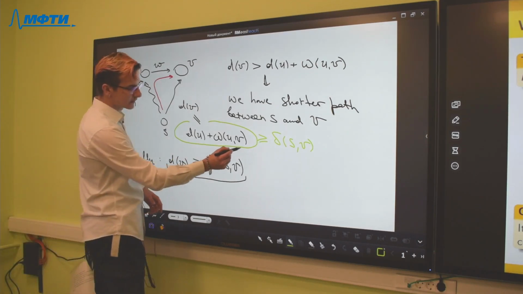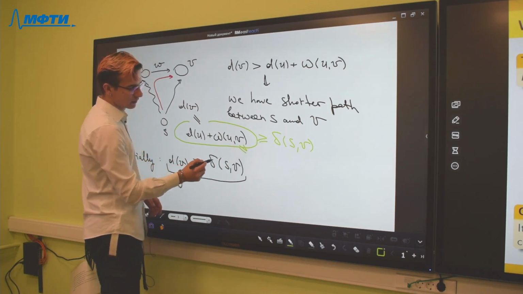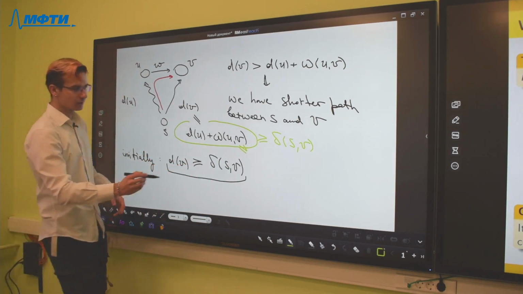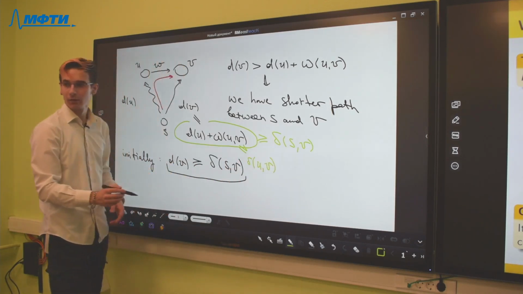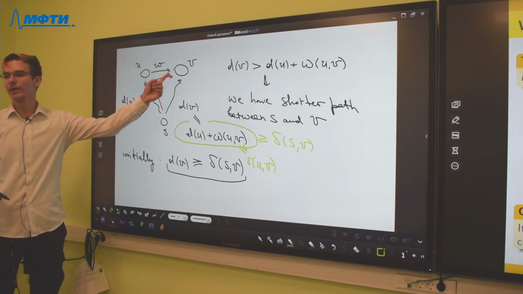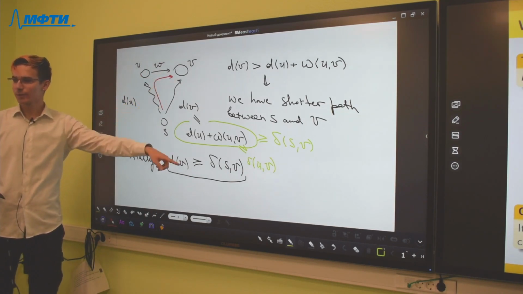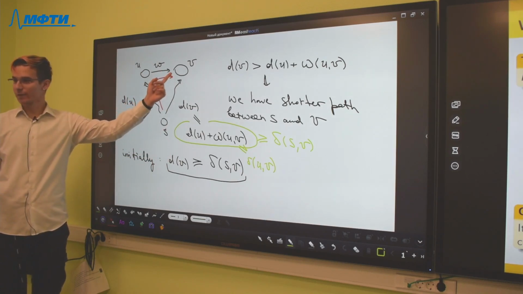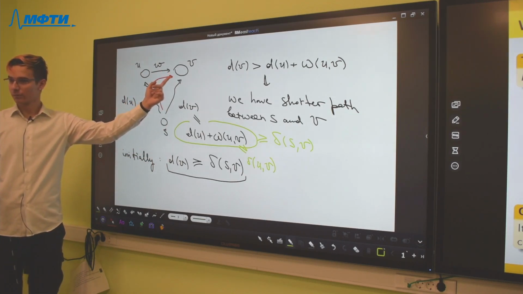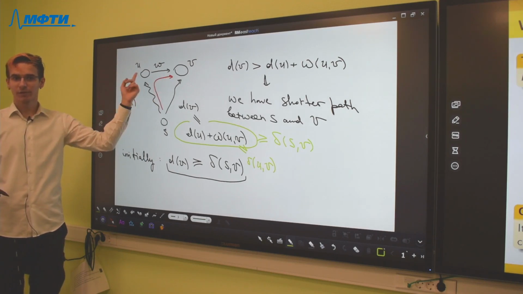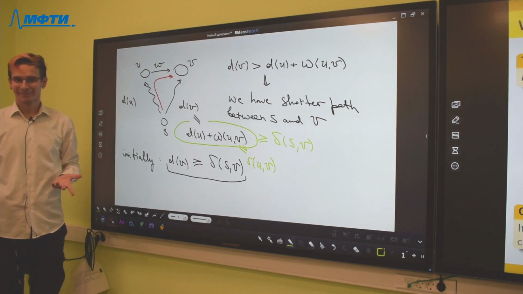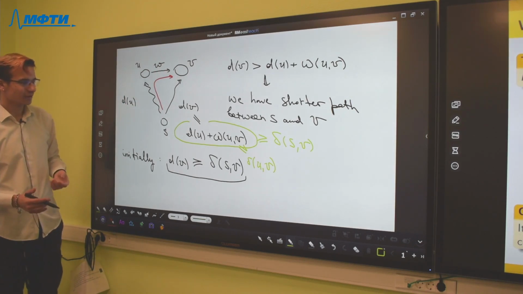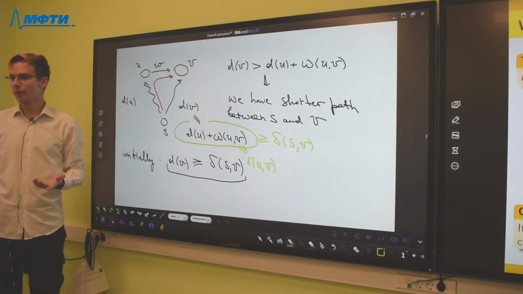Because we can say that it is bigger or equal than delta from U to V, because it is a path between U and V, and the shortest path will be equal or smaller than the weight of its edge. Understandable? Because it is a path between U and V, one edge. Any path can contain only one edge.